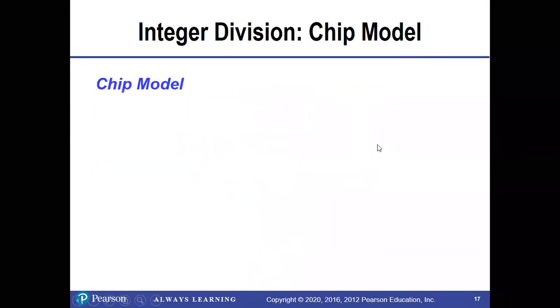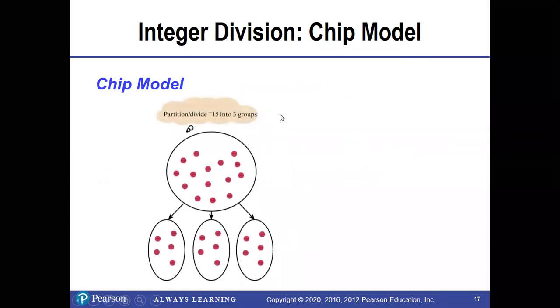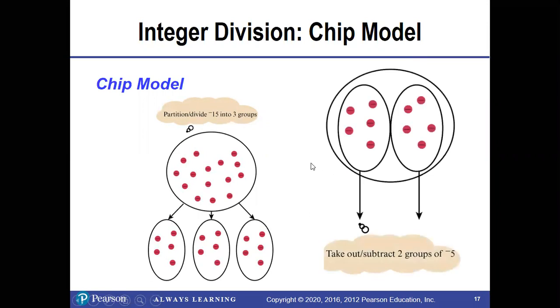All right, so then you have division, the chip model. Now this one you do have to read, because if I want to divide 15 negatives into 3 groups, that's division, -15 divided by 3. I get 3 even groups of 5. And those are all negative, so the answer has to be -5.